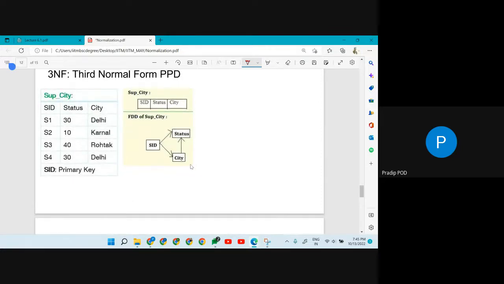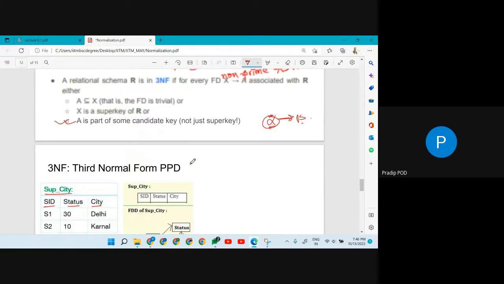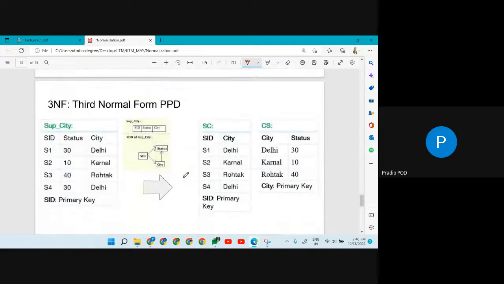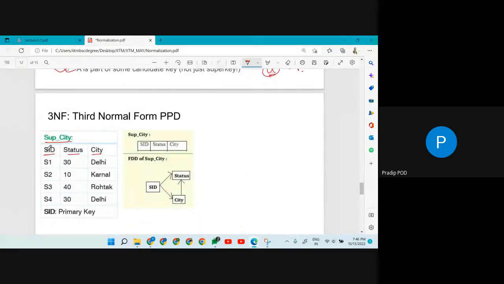Okay, so here one thing you can see. This is your table. After decomposition, we decompose the table into R1. So this is your R1, with SID, status, and city. Hence the functional dependency is given here.